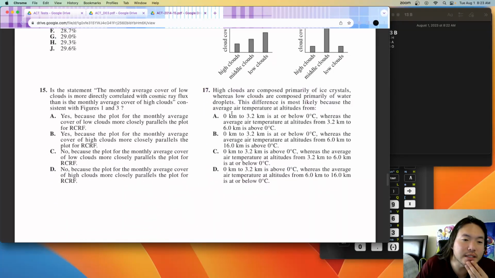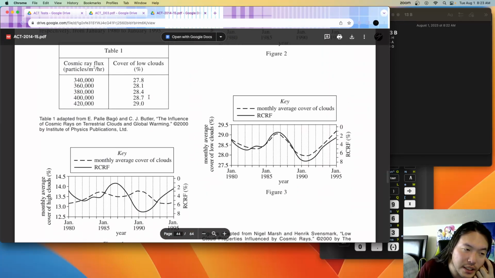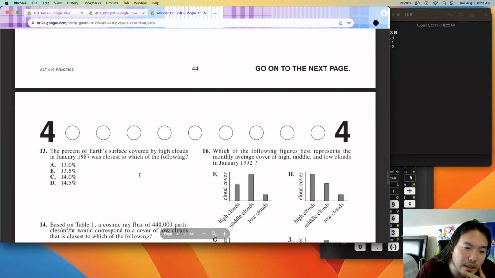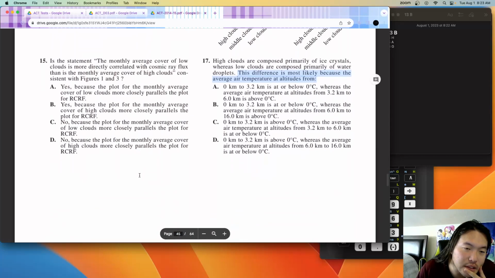17. High clouds are composed primarily of ice crystals, whereas low clouds are composed primarily of water droplets. The difference is most likely because the average air temperature at altitudes from what? Did they talk about this? I don't think they talked about this at all. So here they just want you to think about it. Clouds way high up in the air are ice crystals. The low clouds are water droplets. Why? Probably because it's very cold at high altitudes.